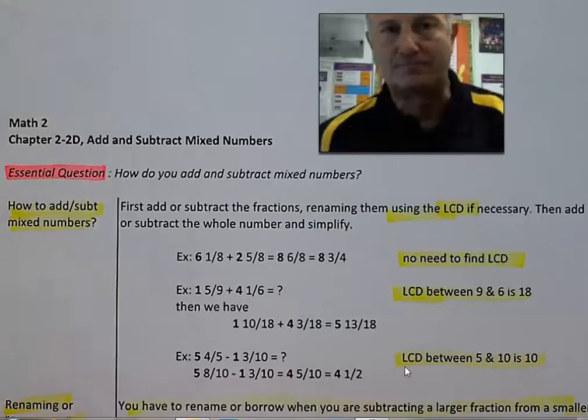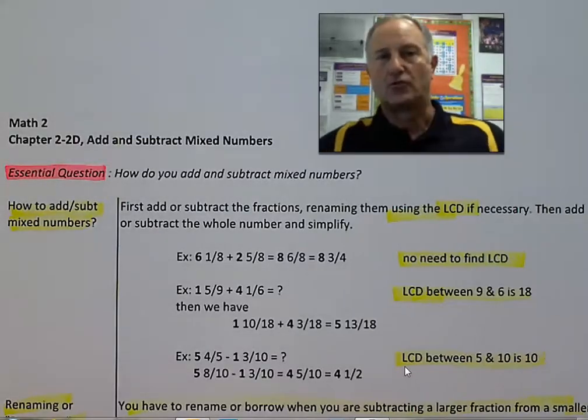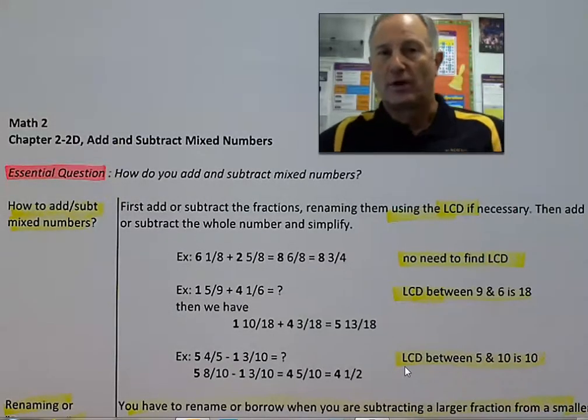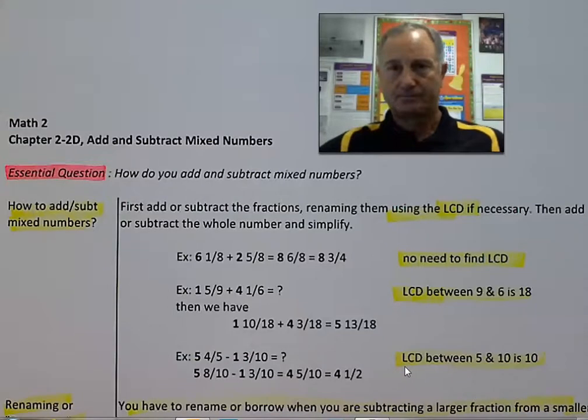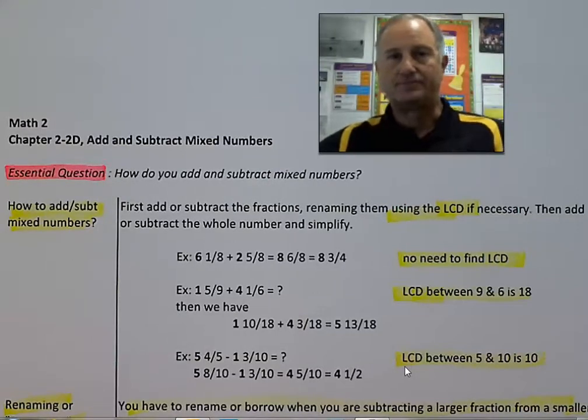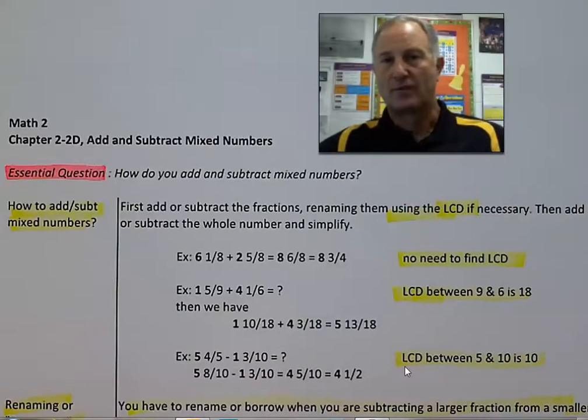All right. Today, section 2D from chapter 2, we're going to add and subtract mixed numbers. Very similar to what we've already been doing. We're going to look at one extra thing here, and that's borrowing, which I know you've seen before, so we're just going to go over that with a couple of examples. So how do you add and subtract mixed numbers? That's what we're going to be doing here.